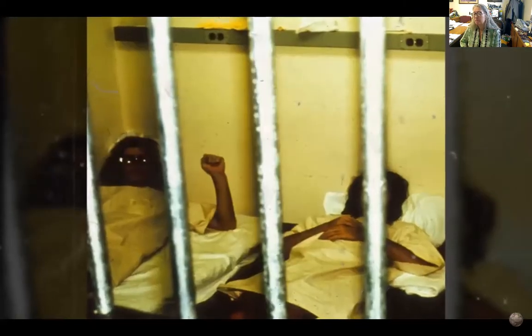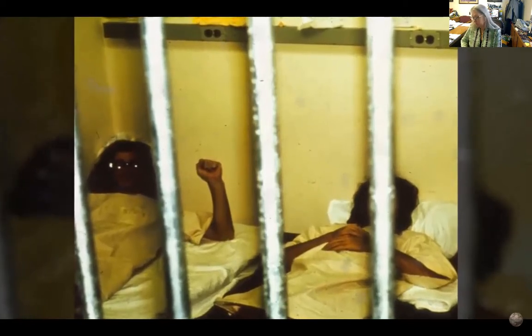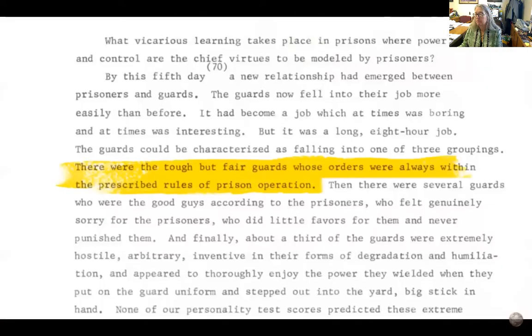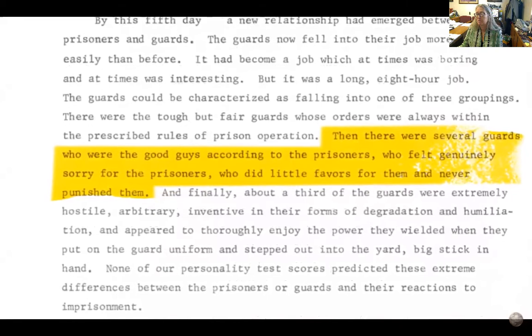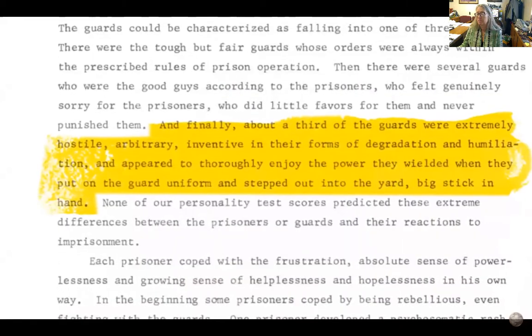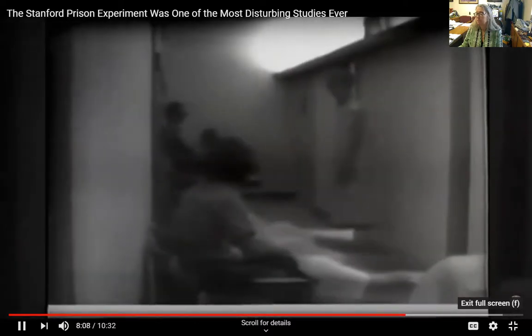According to Zimbardo, the prisoners had internalized their crimes, as well as their roles as inmates. As for the guards, he came to identify three different types. Tough but fair guards, who followed prison rules. Good guys, who did little favors for the prisoners and never punished them. And finally, guards who appeared to thoroughly enjoy the power they wielded. Zimbardo felt this last group was hostile, arbitrary, and inventive in their forms of prisoner humiliation.